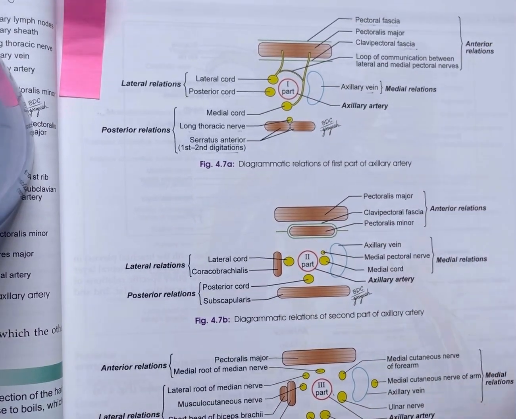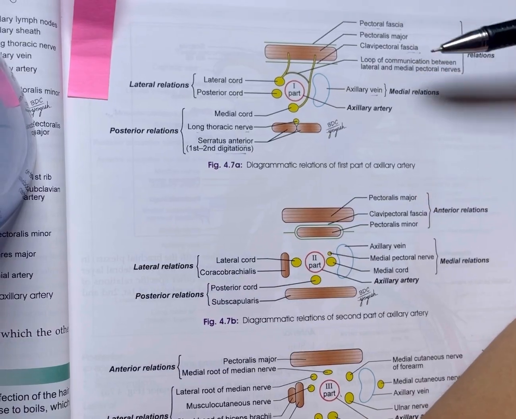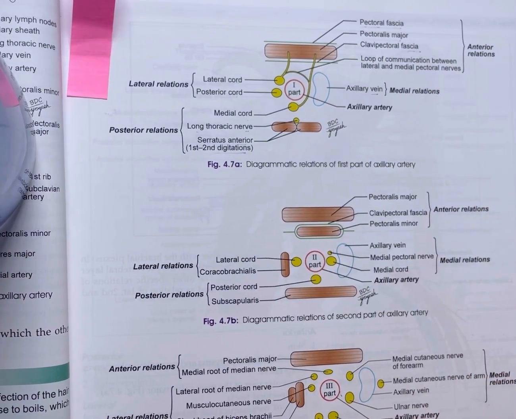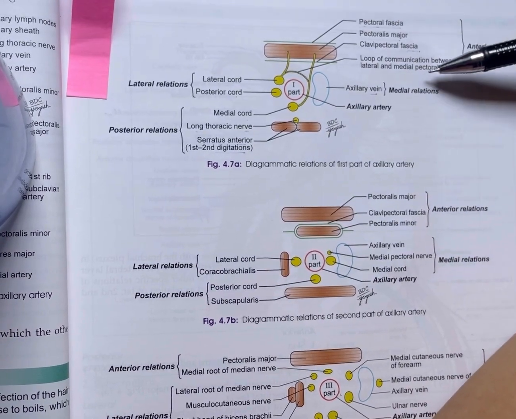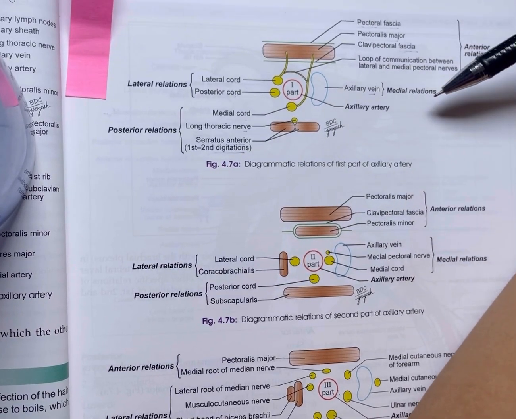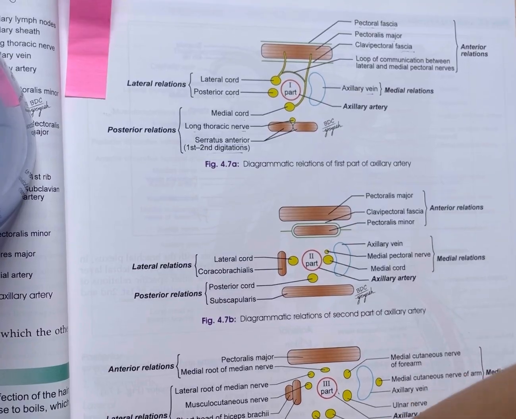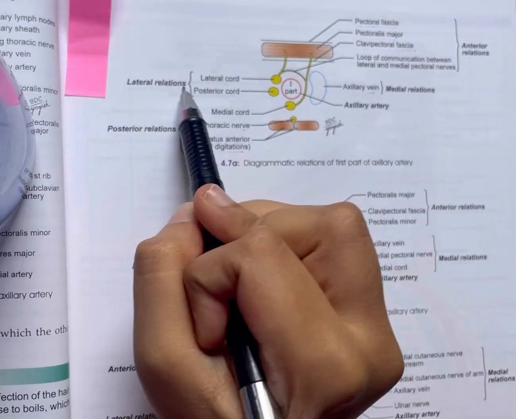So as we saw in the relations of the axilla also, anteriorly we had the pectoralis major muscle, pectoralis minor, and clavipectoral fascia. Similarly, we have it here, and also in the second part of the axillary artery, we'll see it later. And the medial relation is the axillary vein. Posterior relations will be the serratus anterior, first and second ribs. Okay, and then laterally we will have the lateral cord.